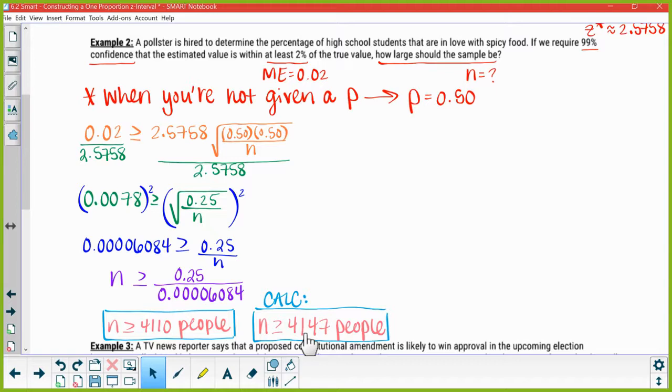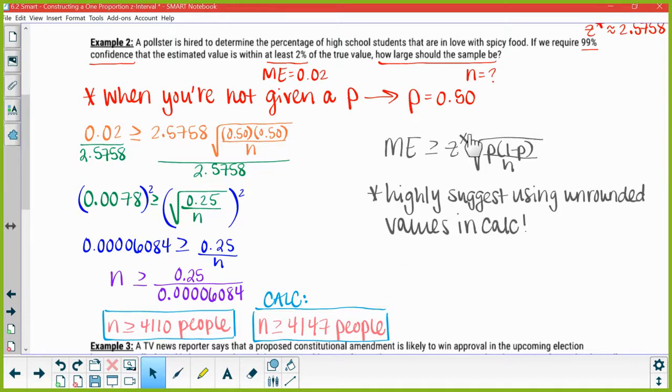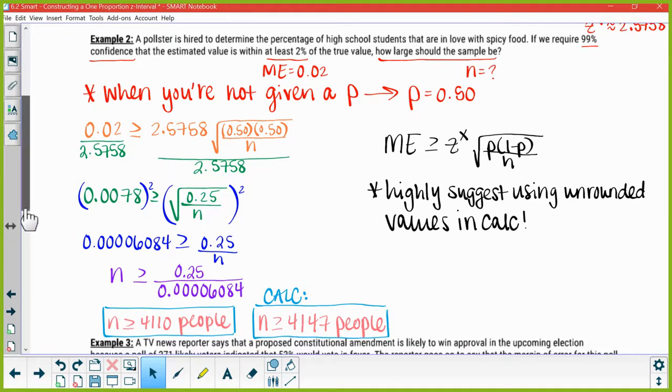For the most part, your answer choices will be so far apart that it won't seem like a big difference because you'll have varying values. But just in case you have two things that are really, really close to each other and you're not sure which one to pick, always verify in your calculator just so that you can make sure you're doing the right thing. So, I highly suggest using unrounded values in the calculator.